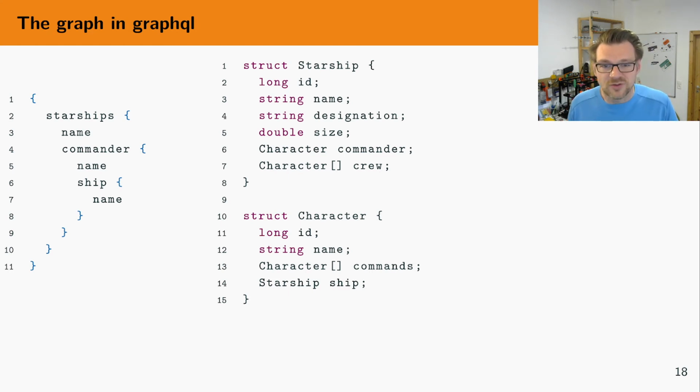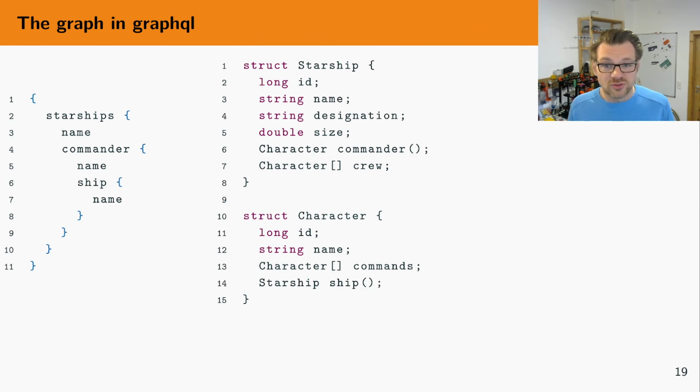Obviously, the thing on the right wouldn't compile because D, or any statically typed programming language, can't figure out the size of those structs, because character is a struct which is a member of Starship. So we have to know the size of character to calculate the size of Starship. But on the other hand, Starship is also a member of character. And we also need to know the size of Starship in order to calculate the size of character. So we have a cycle and we can't have that here.